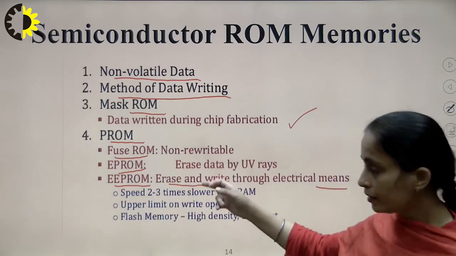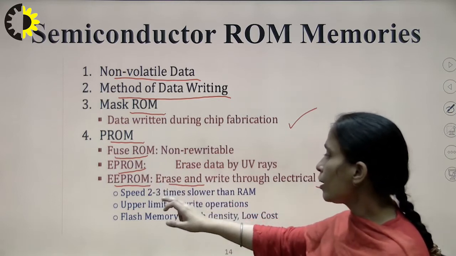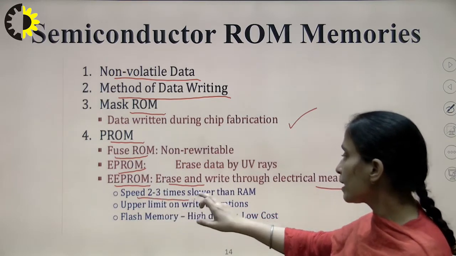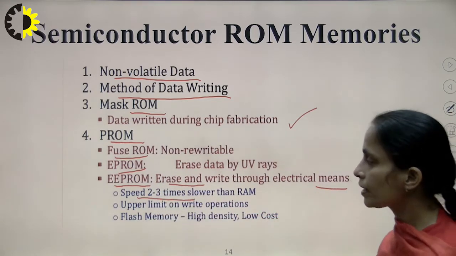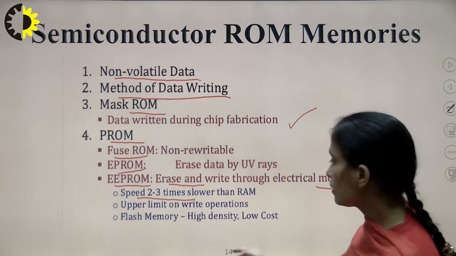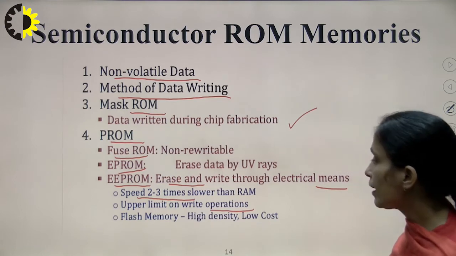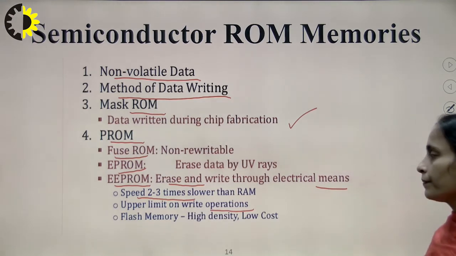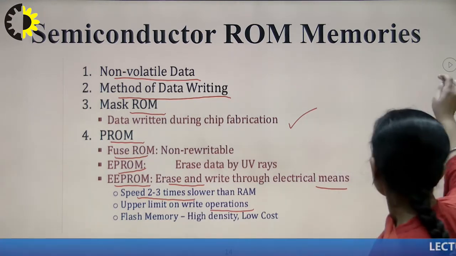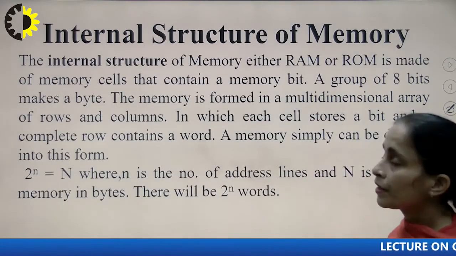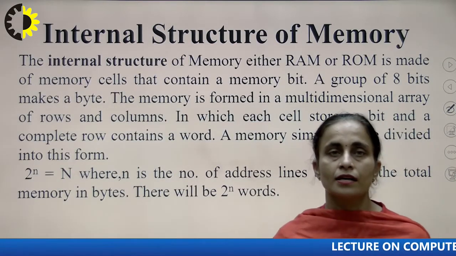If I opt for EEPROM, that means it is 2 to 3 times slower than RAM, and there is an upper limit on performing the write operations. And if I discuss flash memory, then it is of high density and low cost. Then let us move on to the internal structure of memory.